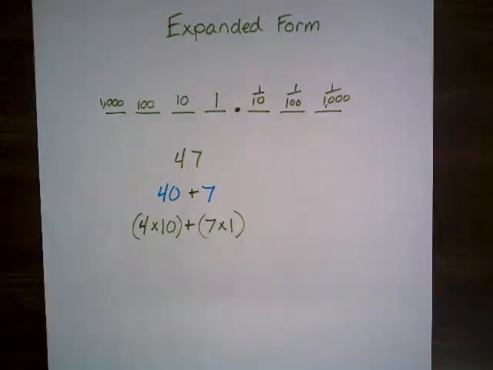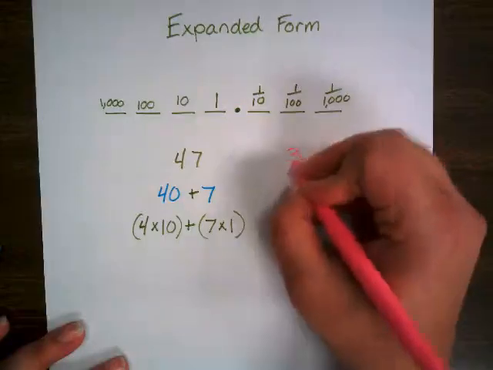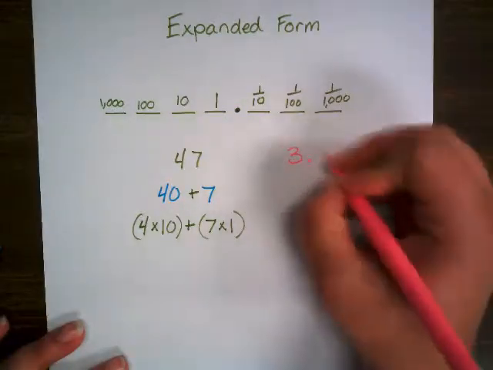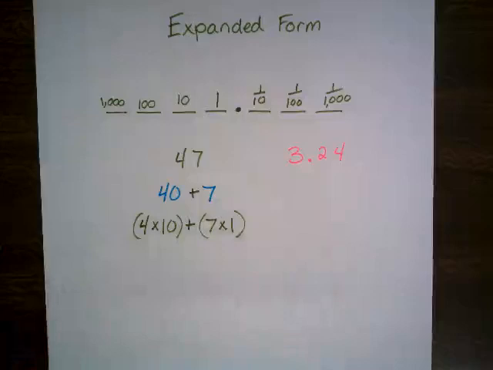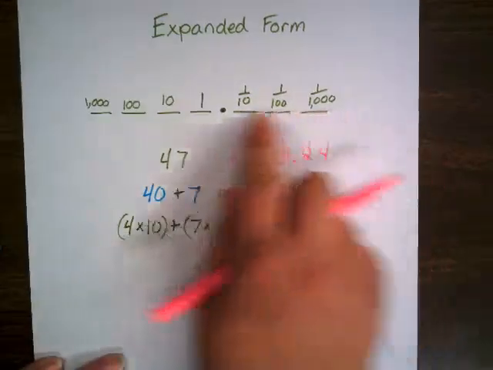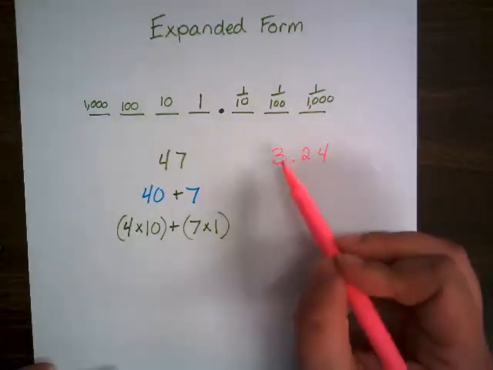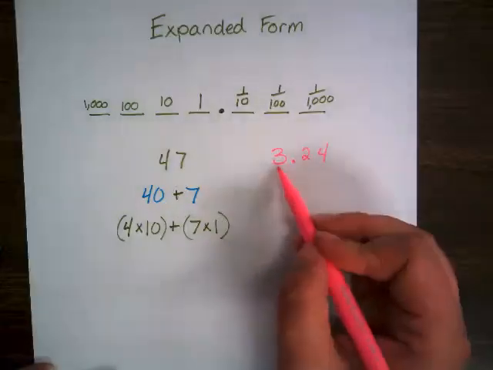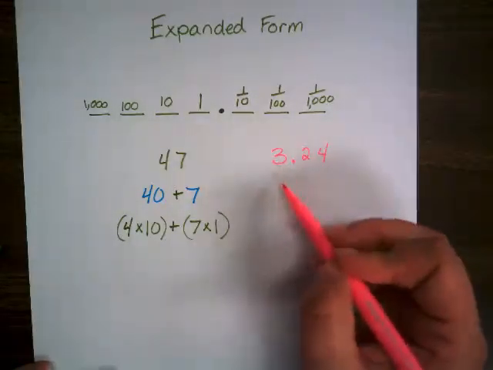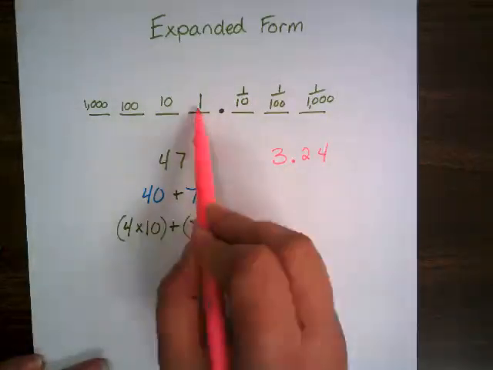Now, let's take this a step further and let's start thinking about some decimals. We're going to do the exact same thing. Let's go ahead and take the number 3.24. So now I can use this chart to help me out as much as I can. So the value of the 3 is actually 3. It's like $3. I'd love to have $3 right now. I can go buy myself a soda.